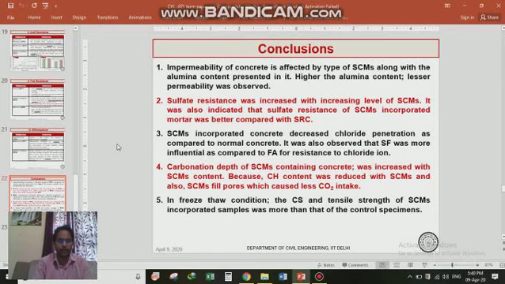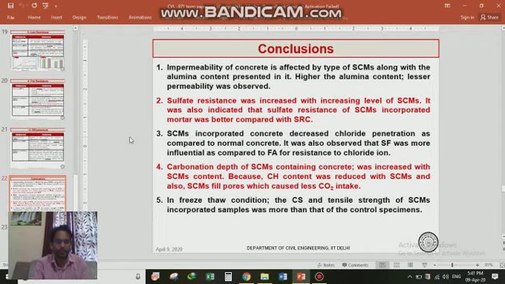Conclusively, we can say that impermeability of concrete is primarily affected by SCM, and in concrete, permeability is the major property. If the permeability is low, then the resistance to sulfate and alkali silica reaction, etc., will also be affected. Therefore, incorporating SCM increased the impermeability, and in particular, the higher the alumina content, the lesser permeability was observed.